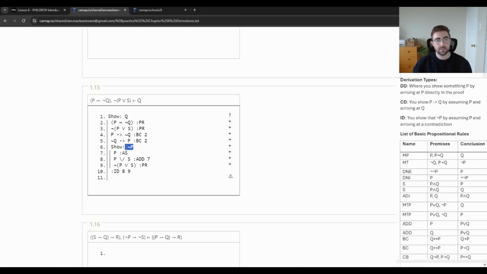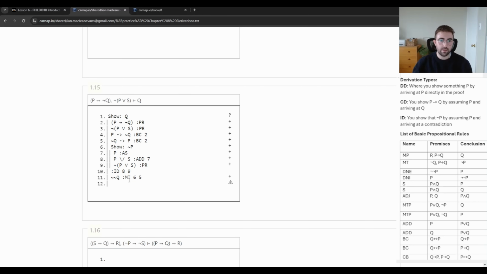So now that we have access to not P on line 6, we can use modus tollens on line 5. So we can get not Q by modus tollens on lines 6 and 5. And the system is happy with that. And then, great, now we have this not Q. We can do double negation elimination to get ourselves Q. And look at that. We got what we were trying to prove. Took me a moment to get that one, but there you go.